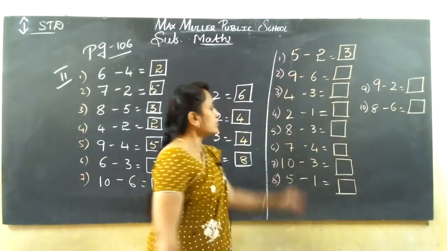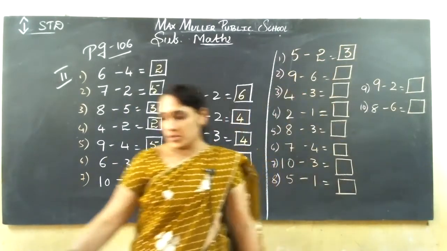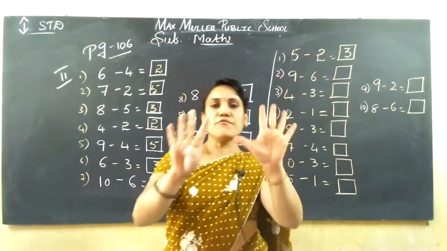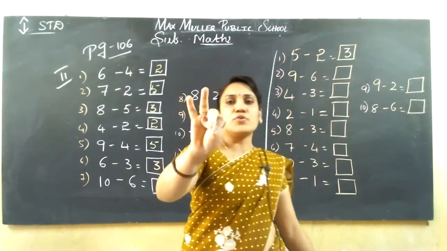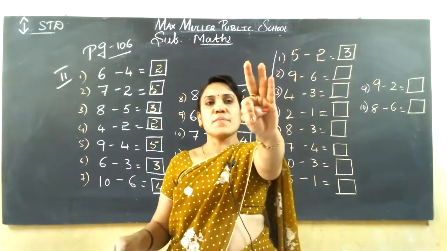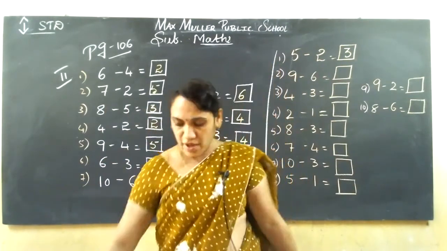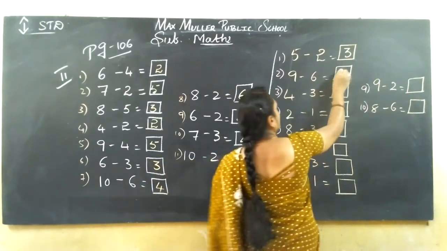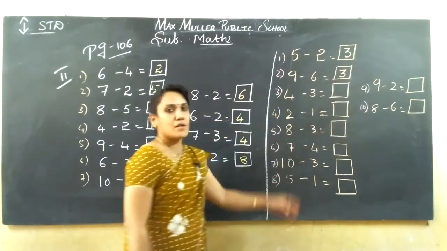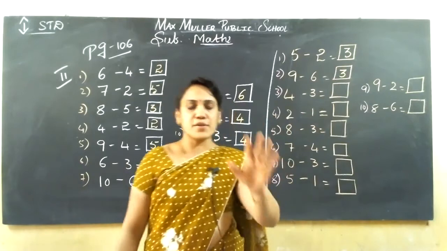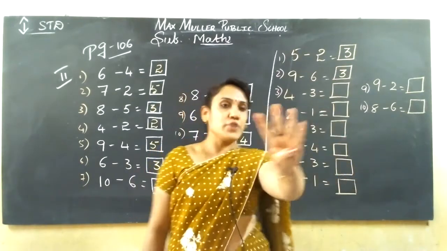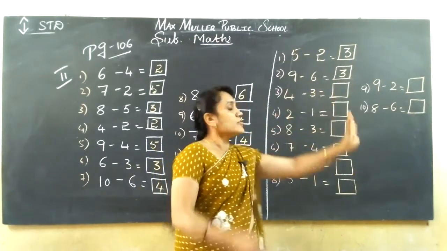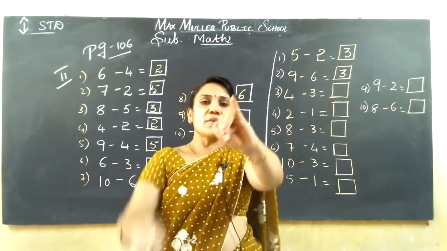Okay. Next, keep 9 fingers. How many? 9 fingers. Fold how many? 6 fingers fold. 1, 2, 3, 4, 5, 6. What's the balance? 1, 2, 3 balance. Right here, 3. Then 4. Keep 4 fingers. Fold how many? 3. 1, 2, 3. What's the balance? 1.